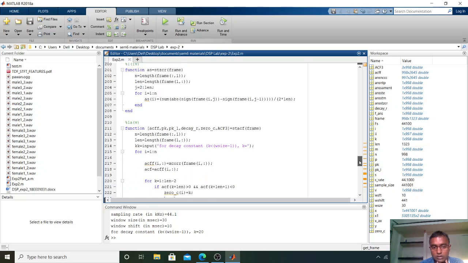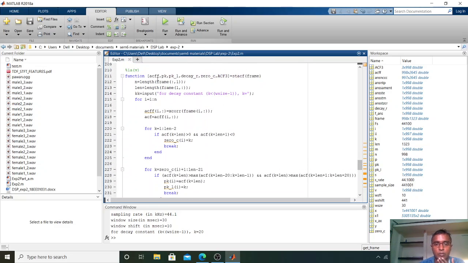After that, the autocorrelation function. In the autocorrelation function we have to find many different things, such as the autocorrelation function itself, peak location, decay rate, this type of thing.